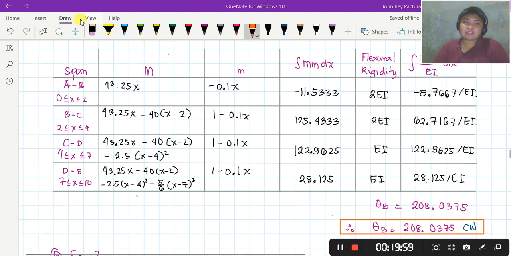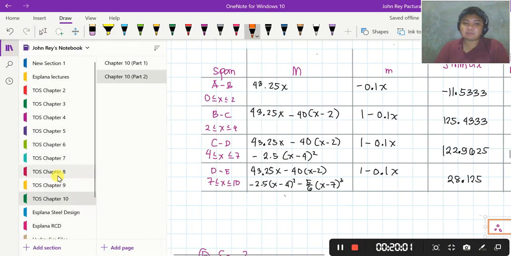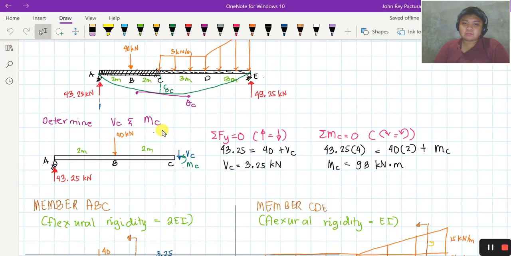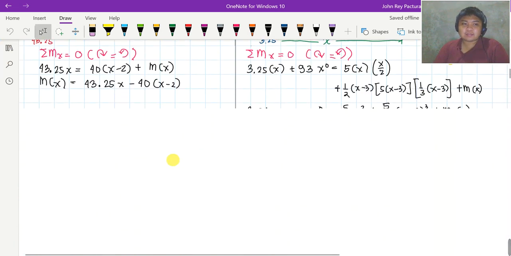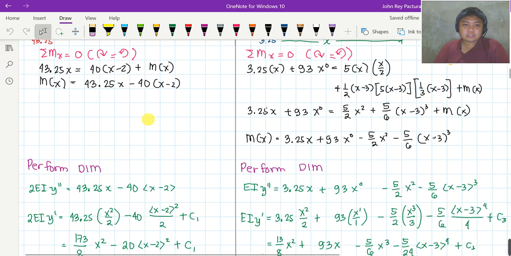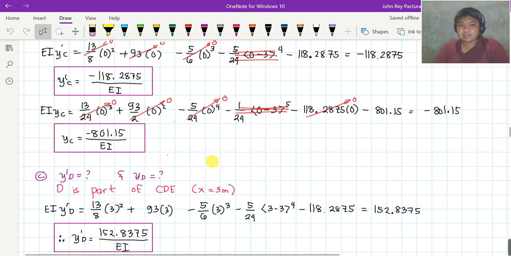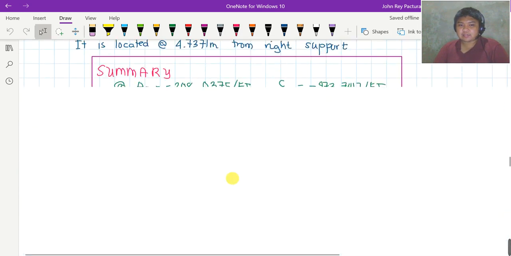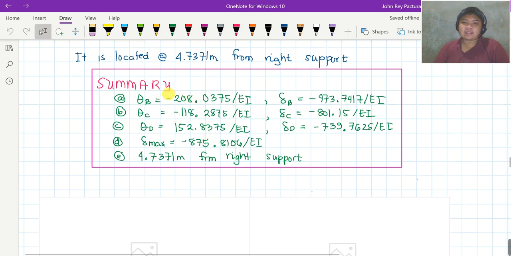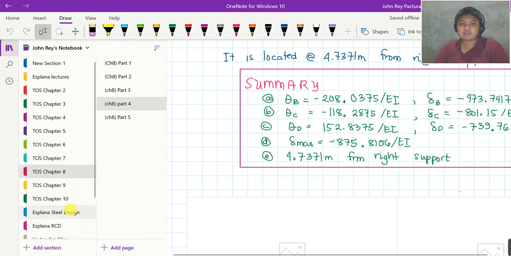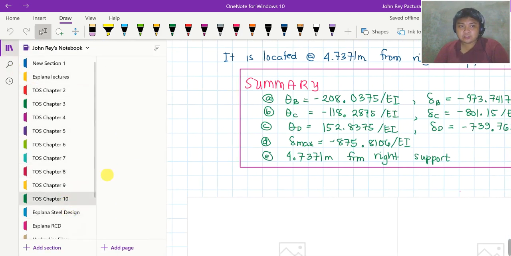If we compare this, class, to our answer in chapter 8 using the double integration method, this is our beam, right? If this is chapter 8, yes. Our final answer there, class, was this: negative 208.0375. So it is correct, class. Sir, isn't it negative here? Well, of course, I will explain what that means.